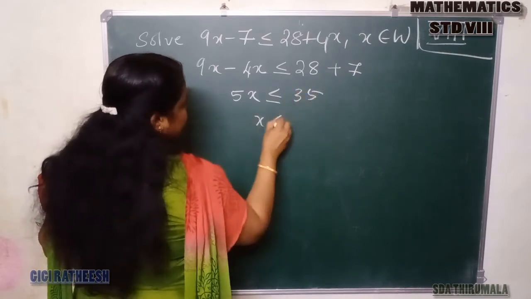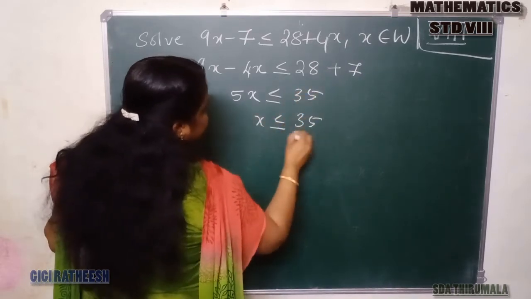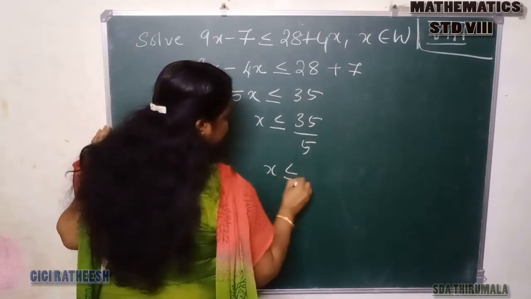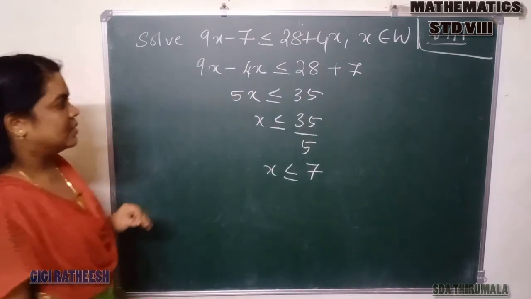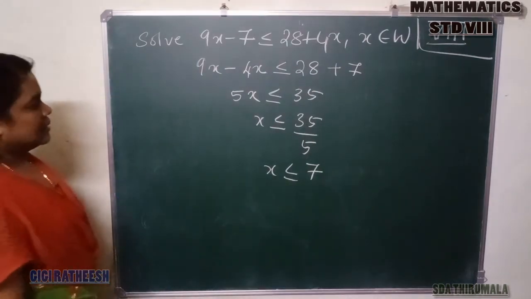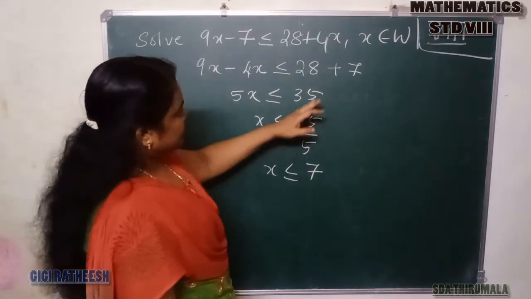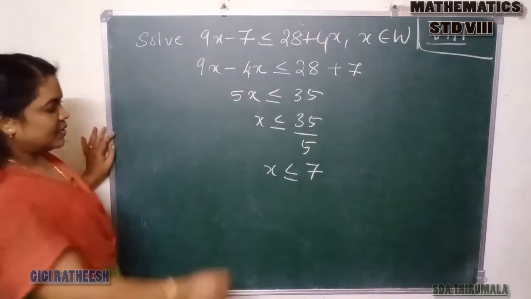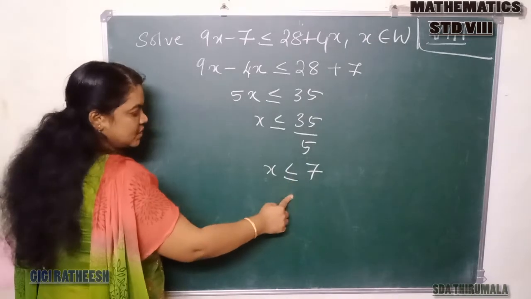x less than or equal to 35 by 5, what is it? x less than or equal to 7. x less than or equal to 7. And the solution set is x element of W, and this is x less than or equal to 7.